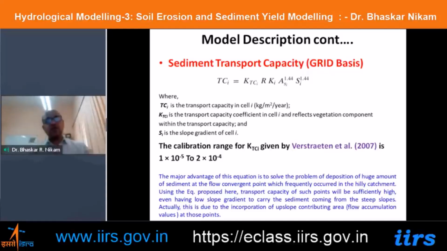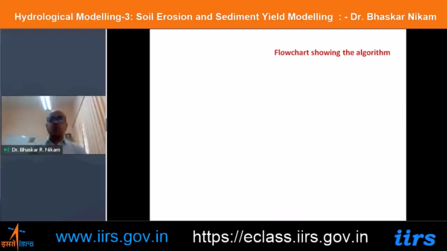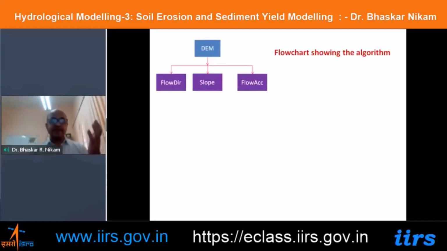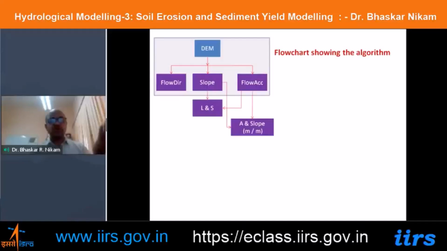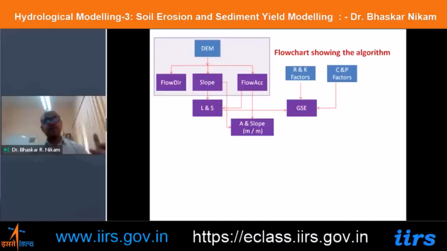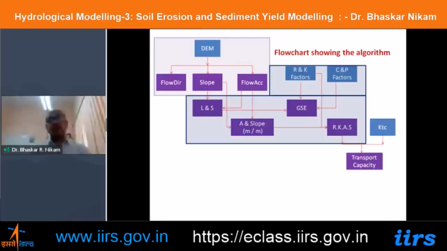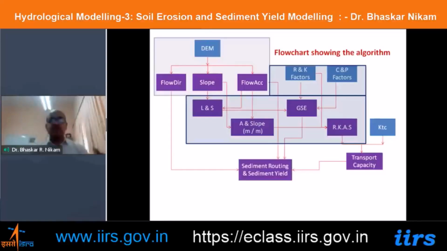We have gross soil erosion. We will take help of DEM derivatives. So we'll take flow direction, accumulation, and slope map. From this, of course, we'll calculate the LS factor. We'll calculate the gross soil erosion, which is A of RUSLE. We'll again calculate the transport capacity, and then we will route the sediment.